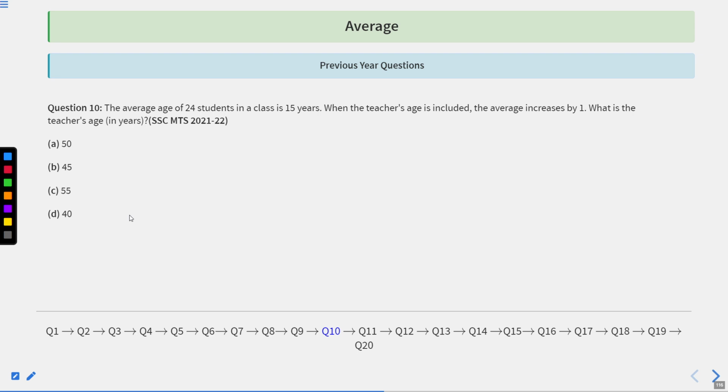Moving ahead with problem number 10. The average age of 24 students in a class is 15 years. When the teacher's age is included, the average increases by 1. What is the teacher's age?